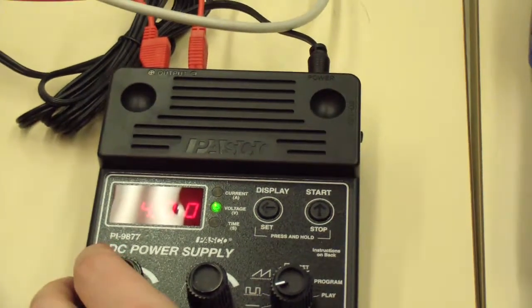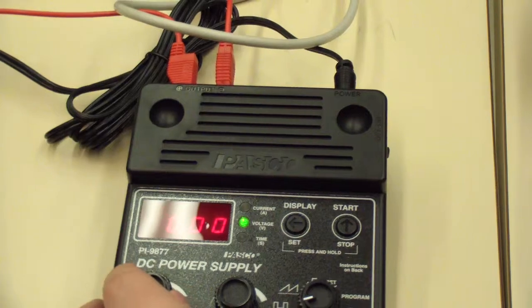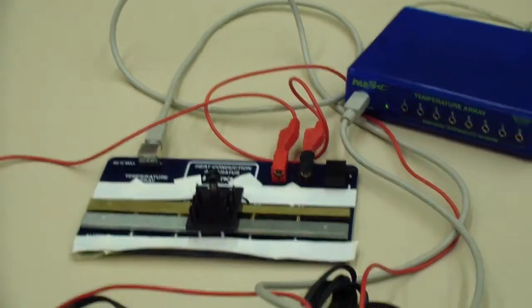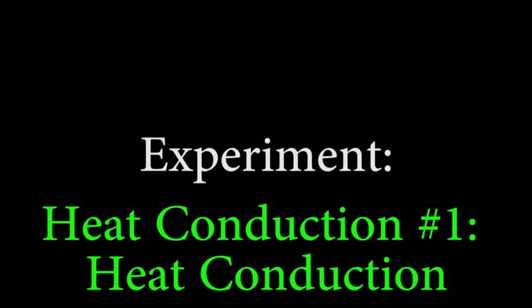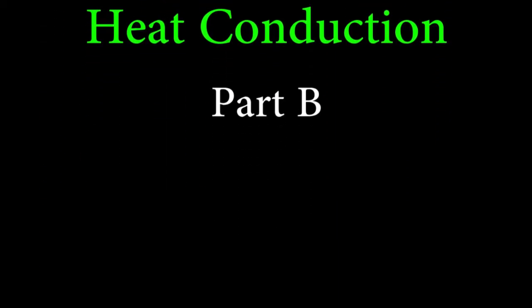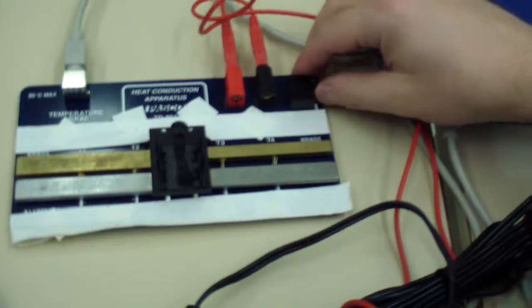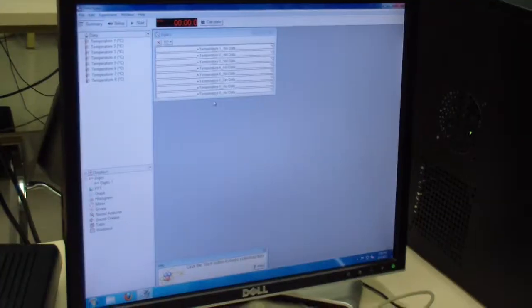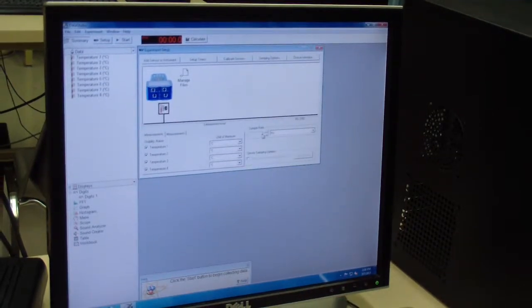Once data collection is complete, turn the power supply back down to 0 volts and remove the insulators to allow the bars to cool. In part B, we'll be measuring and comparing the speeds of heat pulses in different materials. Ensure the switch is set to heat and place the insulators on the bars. Click Setup and set the sample rate to 2 Hz.